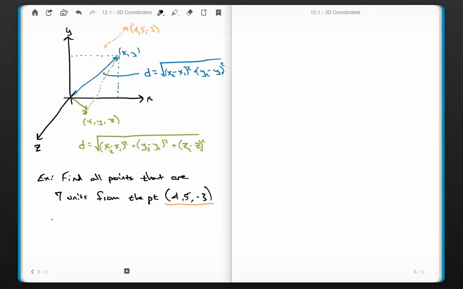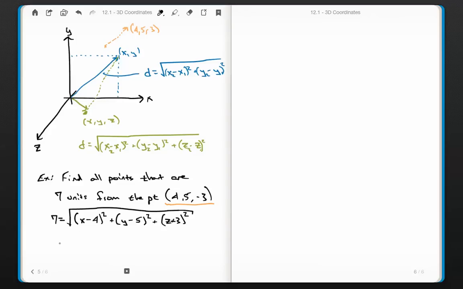Well, I'd say 7, the distance 7, equals the square root of this whole thing. I don't know my second point, I'm just trying to find the generic ones. So I'd say that's x minus 4 squared plus y minus 5 squared plus z minus minus. So that actually turns out to be a plus, doesn't it? Minus minus 3 squared. So any point x, y, z that makes this work will be 7 units away from this point.